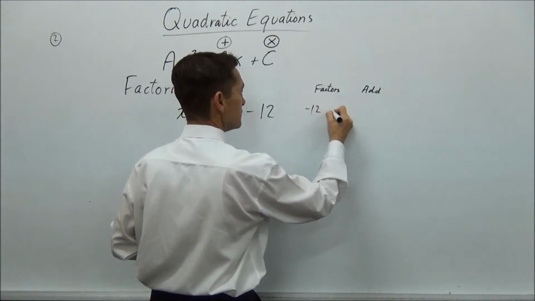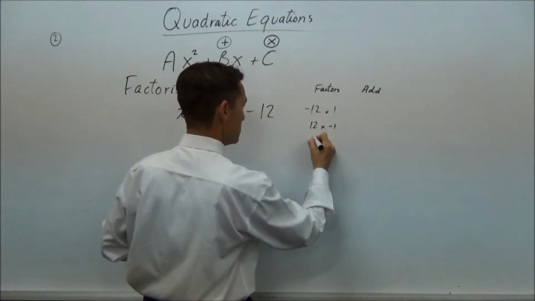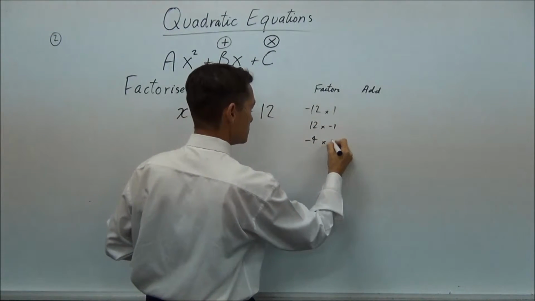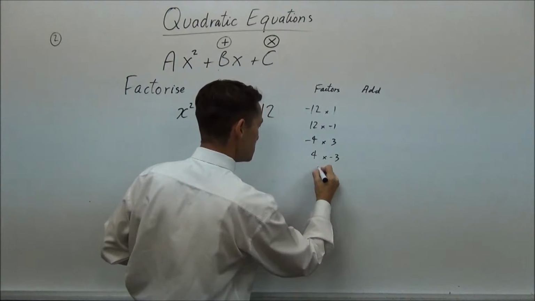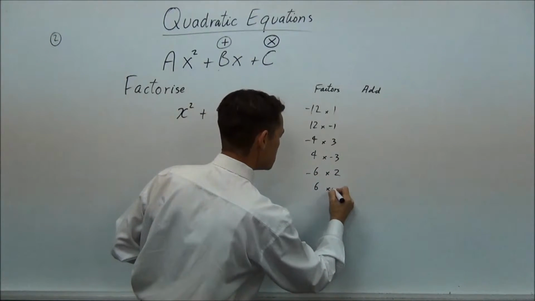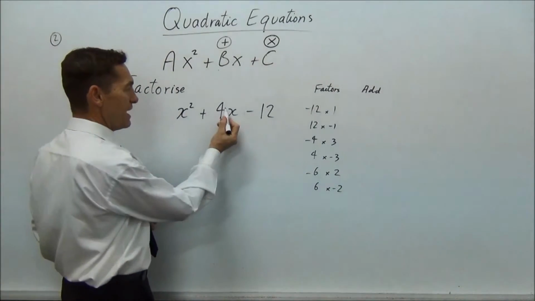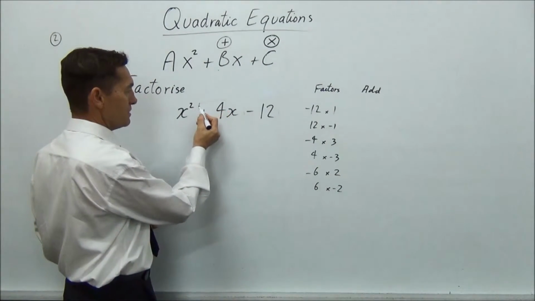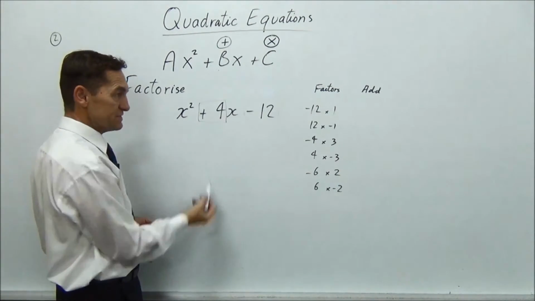We're going to go minus 12 times 1, 12 times minus 1, minus 4 times 3, 4 times minus 3, minus 6 times 2, and 6 times minus 2. That's about it. Now what are we looking for? We want to add up to this number here, and again, make sure you include that sign when you're doing it. So adding up to plus 4.